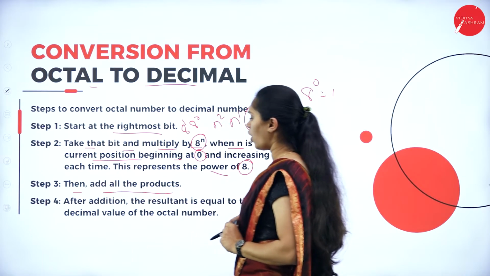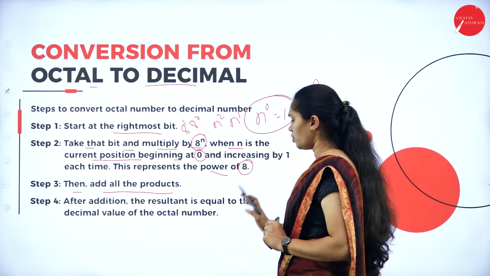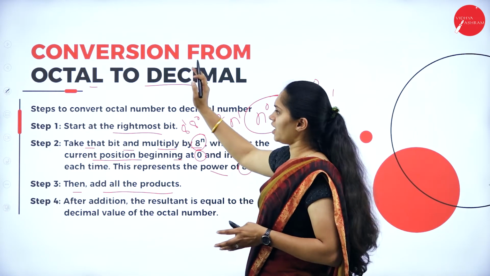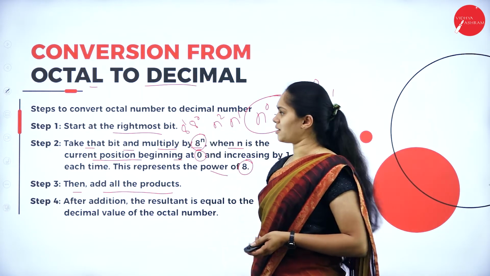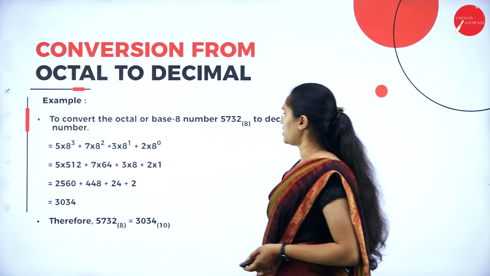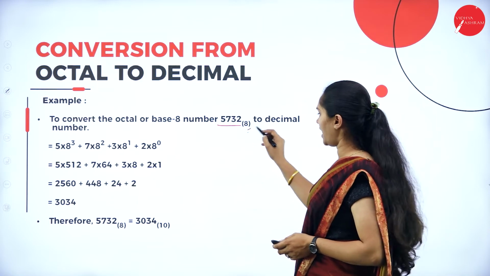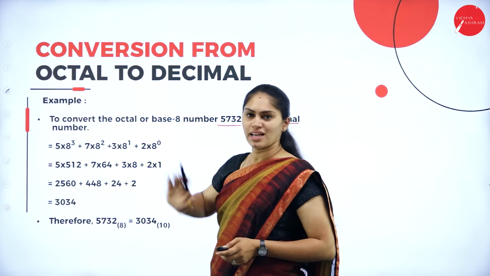Then we have to add all the products. So here also you can get to know that when we are adding all those things, that will be equivalent to the decimal number of an octal. Okay, we'll see the first question here. I have a question 5732, which is of base 8, that needs to be converted into a decimal number.